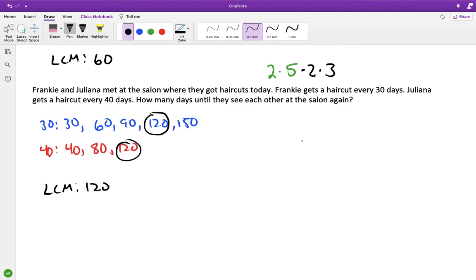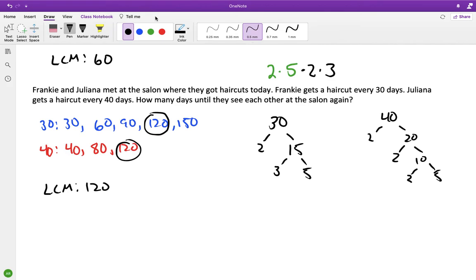Now let's find it using prime factorization. So 30, we have 2 and 15, and then we have 3 and 5. For 40, we have 2 and 20, and then 20 we have 2 and 10, and then 10 we have 2 and 5. Okay, let's circle numbers we see that repeat themselves. So I have a 2 here, and I have a 2 here, then I have a 5 here, and then I have a 5 here.